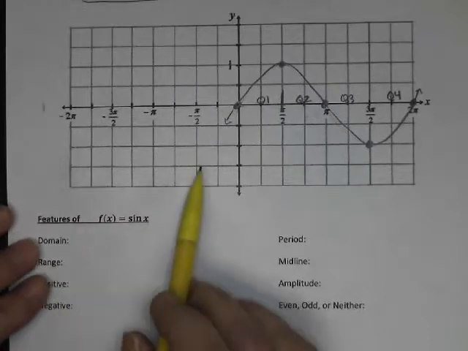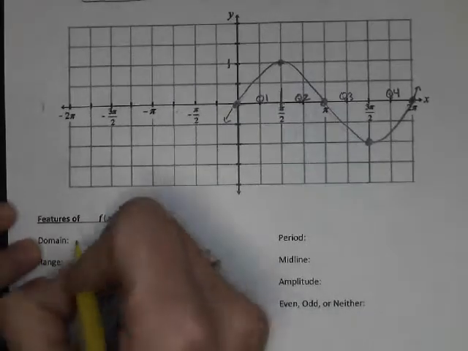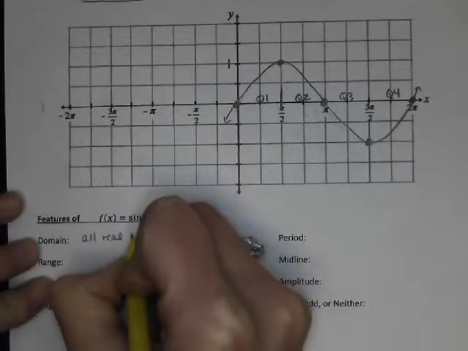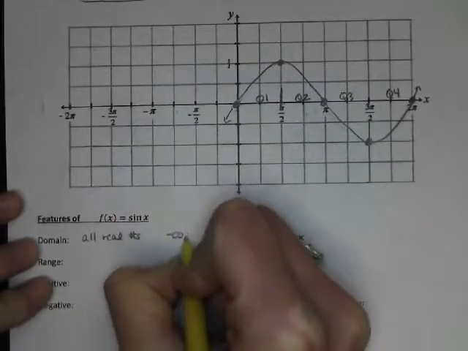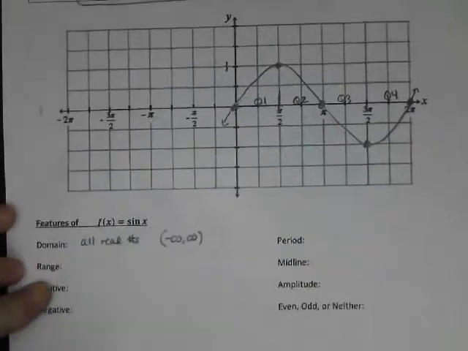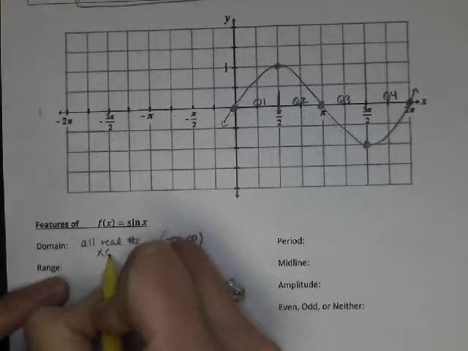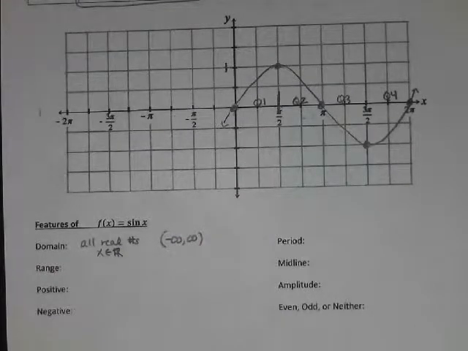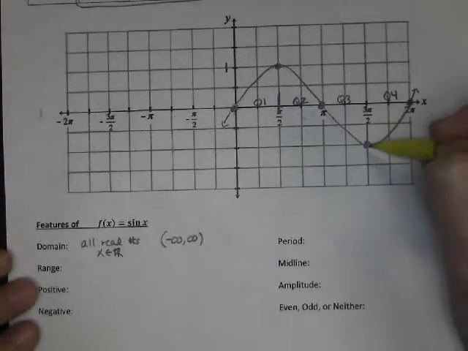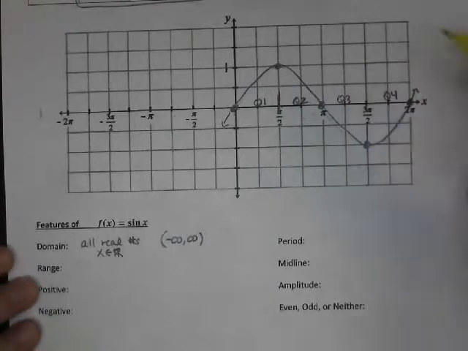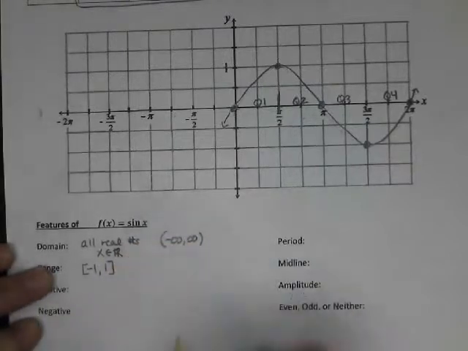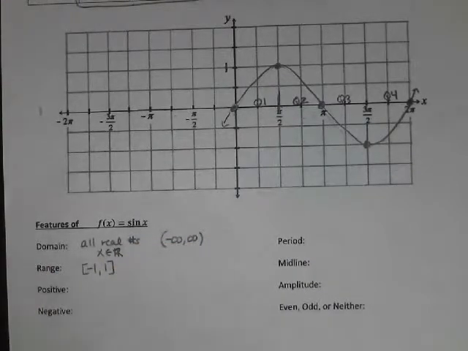Our features are this. The domain is completely unrestricted, so it's all real numbers, -infinity to infinity. You could write it in interval notation as well. All real numbers can also be x as any element of the real number system. The range, however, is limited. It's from -1 to 1. So in interval notation, -1 to 1 with brackets, because we actually reach -1 and 1.